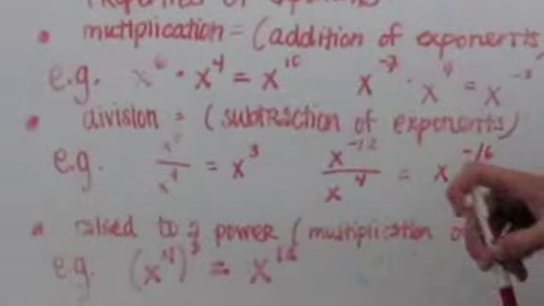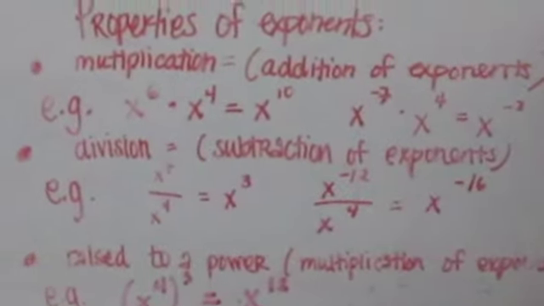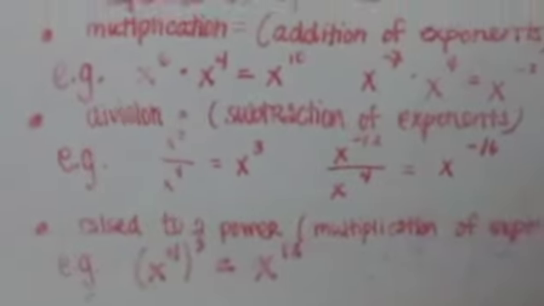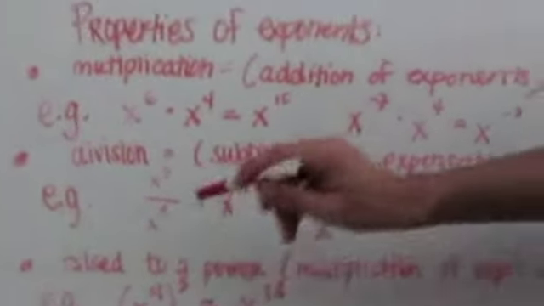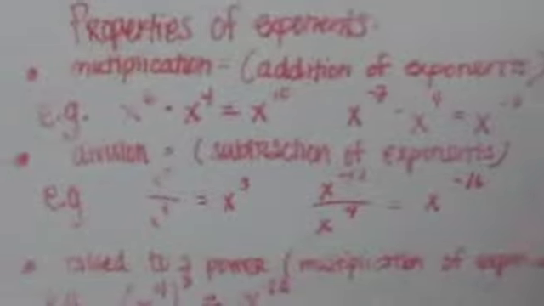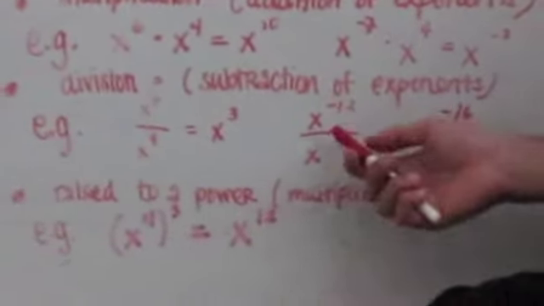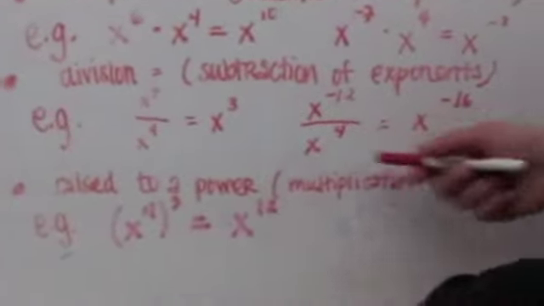Division is the opposite. You're going to be doing subtraction. X to the 7th over x to the 4th is 7 minus 4, which equals x to the 3rd. X to the negative 12 over x to the 4th is negative 12 minus 4, which is x to the negative 16.